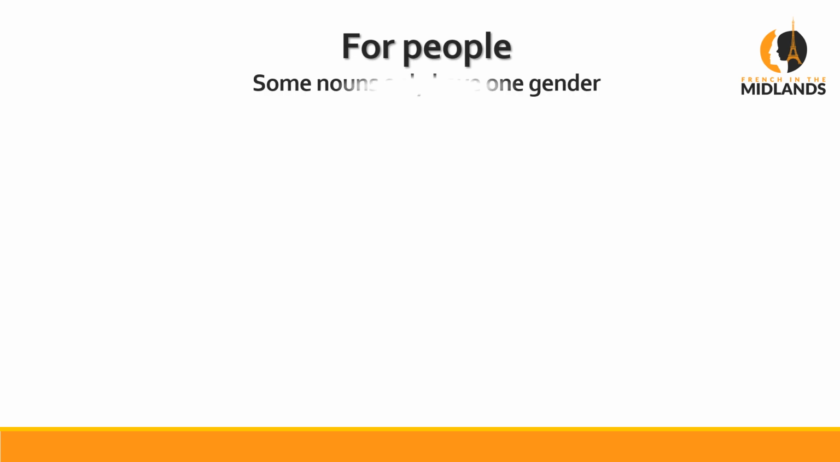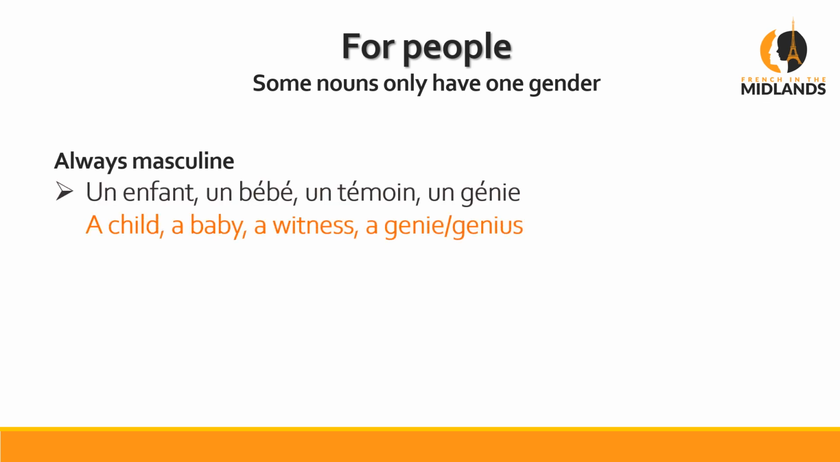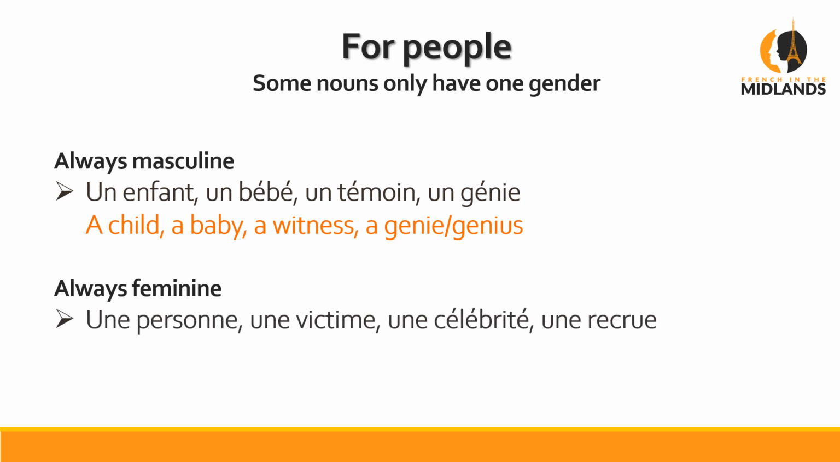Now when it comes to people, some nouns only have one gender and that's it, and they don't change at all. For instance, some are always masculine, like un enfant, a child. Un bébé, a baby. Un témoin, a witness. Un génie, a genie or a genius. It's the same word in French. Some are always feminine. Une personne, a person. Une victime, a victim. Une célébrité, a celebrity. Une recrue, a recruit.